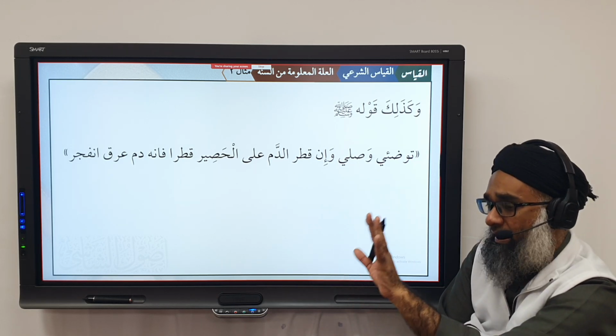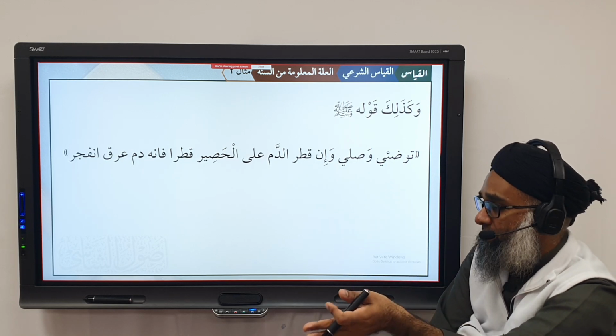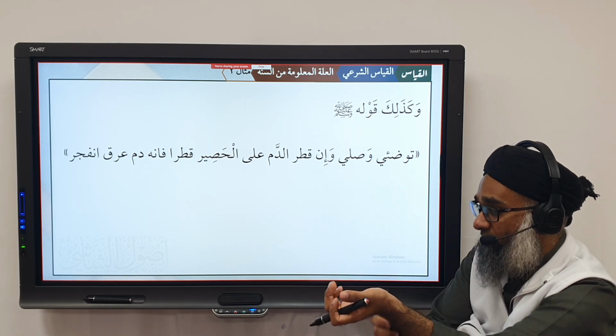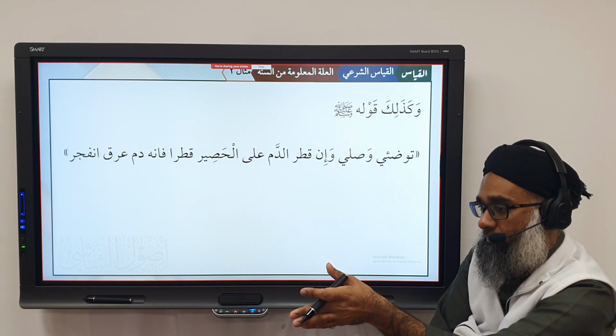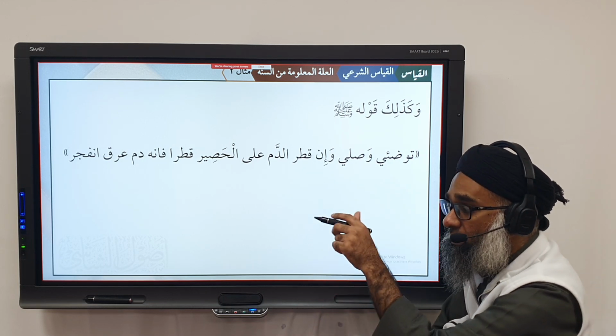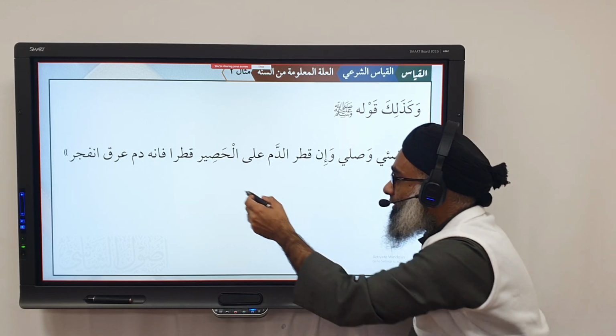So basically saying here, this is not menstrual bleeding, this is normal bleeding, some kind of irregular bleeding from the vein. So therefore, you continue performing salah. So from here, the Prophet sallallahu alayhi wasallam said, innahu damu 'irqin infajara. Innahu is like an illah, isn't it?